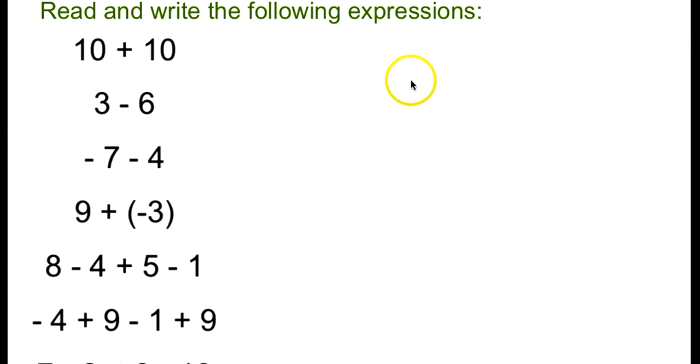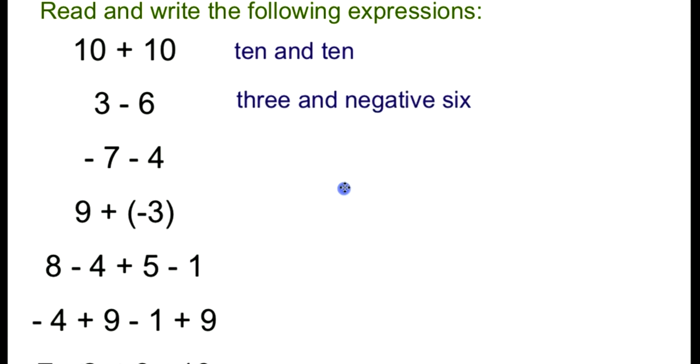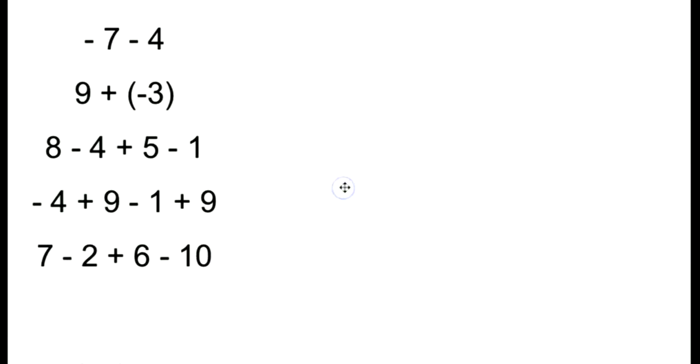So 10 plus 10, we're actually going to write that as positive 10 and positive 10. Notice that I didn't write the word positive because when I just write 10, I know that it's positive. So 3 minus 6. Instead of saying 3 minus 6, we want to say positive 3 and negative 6.